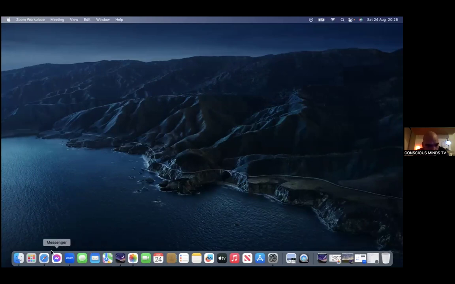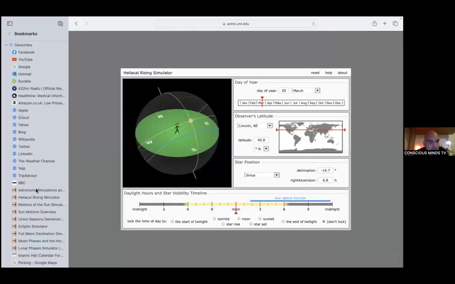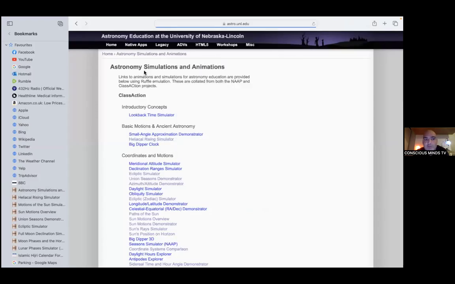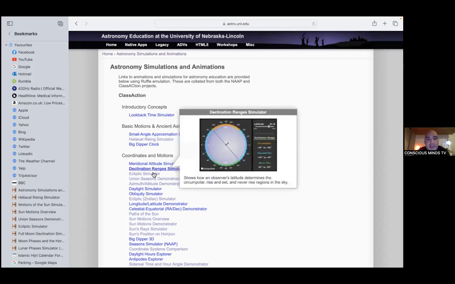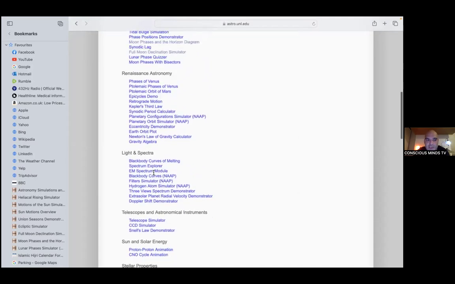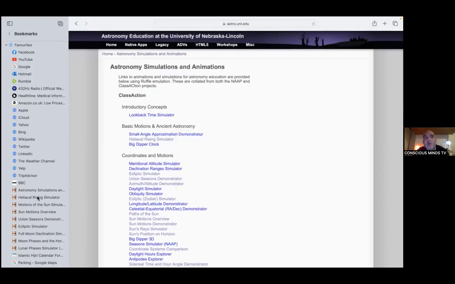So let me first go here. This is the site I'm using, called Astronomy Education at the University of Nebraska, Lincoln. When you go to the website, we'll leave a link in the description where people can go and check it out for themselves. This is the list of all the stuff you can check out, but I've bookmarked the ones that I'm going to use specifically for the show.